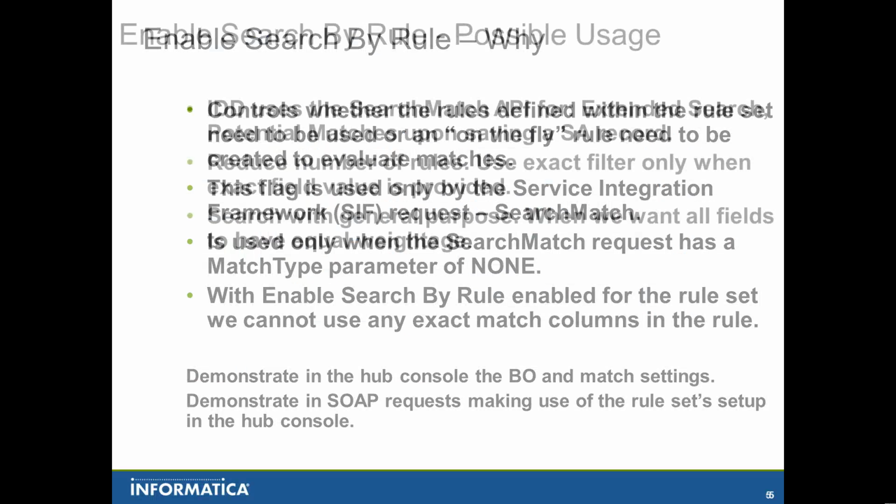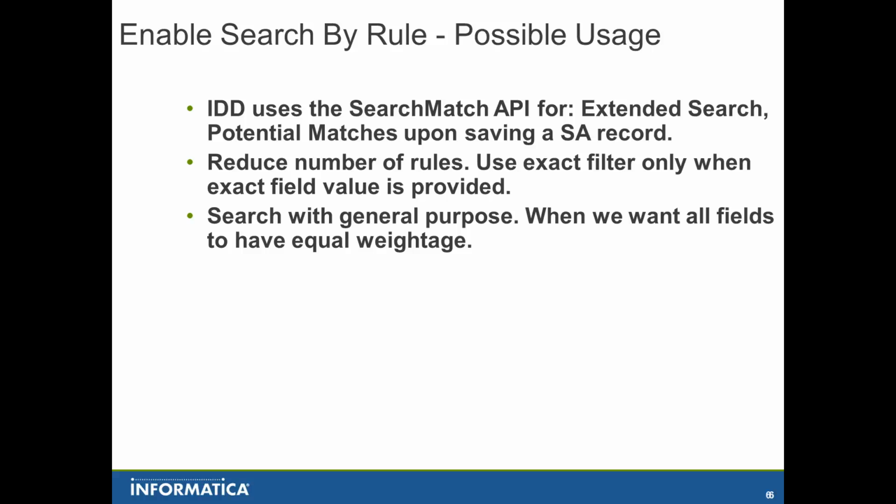Now to conclude, where do we use enable search by rule? IDD uses the SearchMatch API in two places: one, the extended search, and two, when we do a potential match while saving a subject area record. When you're doing an extended search, say you want an exact column to be searched, but only if the user provides data, not otherwise. In that case, to reduce the number of rules, you could have enable search by rules enabled. If an exact match column is provided, the exact match filter is applied.